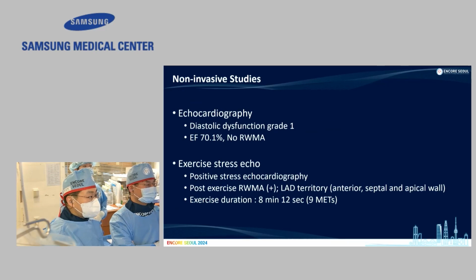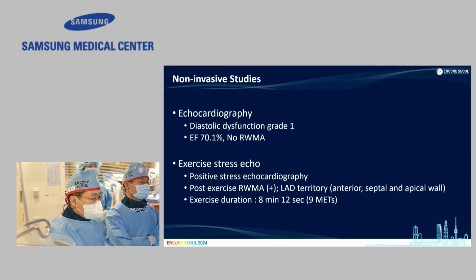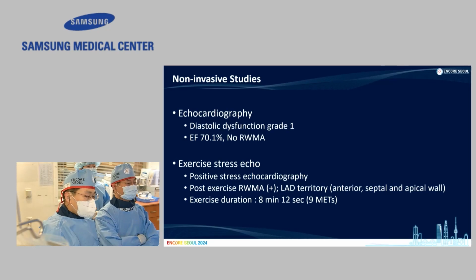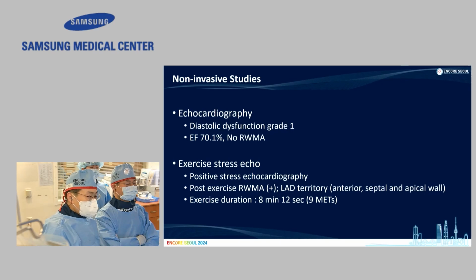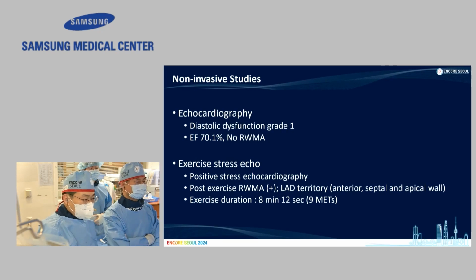Next slide. We conducted non-invasive imaging studies with transthoracic echocardiogram. We observed diastolic dysfunction grade 1 and normal LV ejection fraction, and there was no significant regional wall motion abnormality in this exam. However, on exercise stress echocardiogram, we observed a positive post-exercise regional wall motion abnormality in the LAD territory.